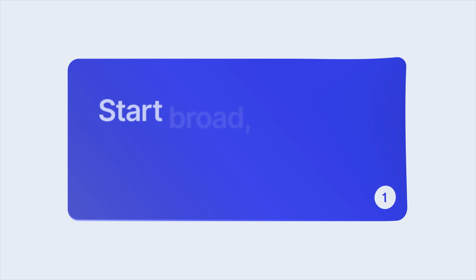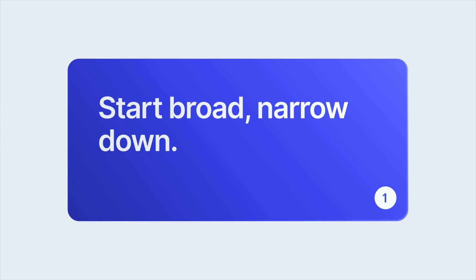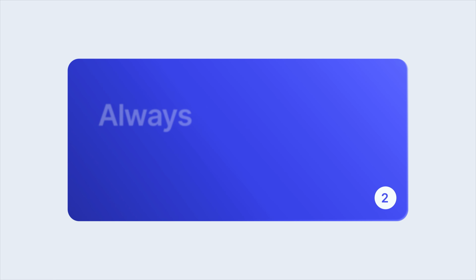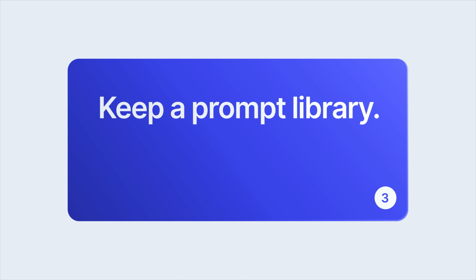Here are 3 prompt engineering rules. First, start broad, then narrow down. Generate options first, then get specific. Second, always fact-check AI output. It confidently makes up citation and facts sometimes. Third, keep a prompt library. Save your best prompts and reuse the structure.